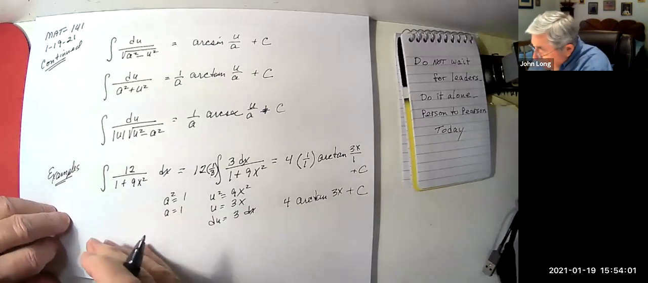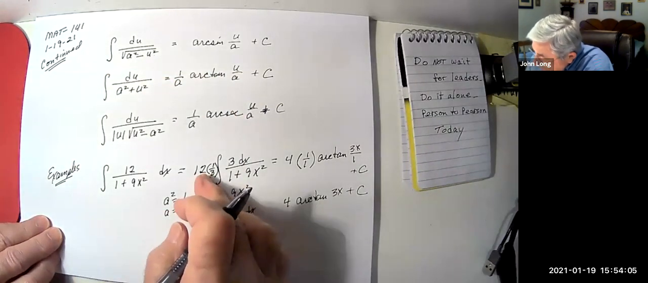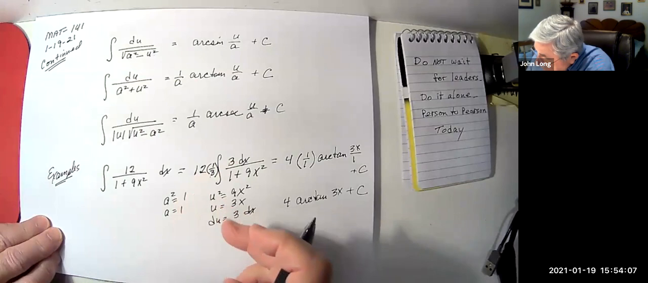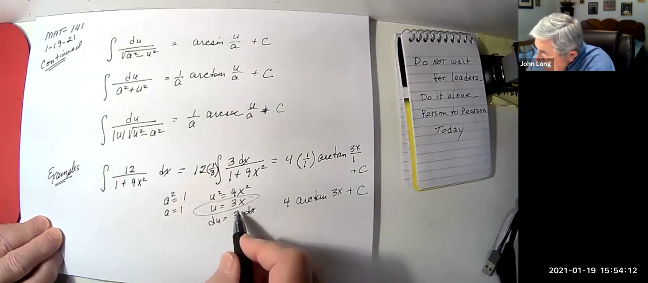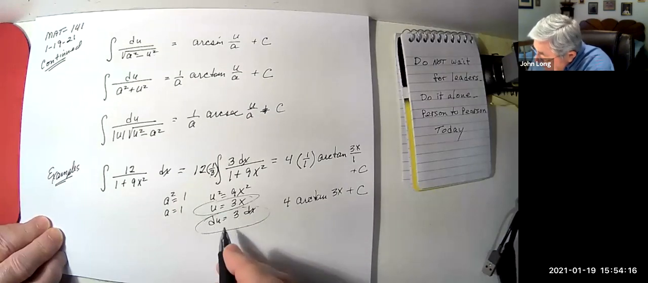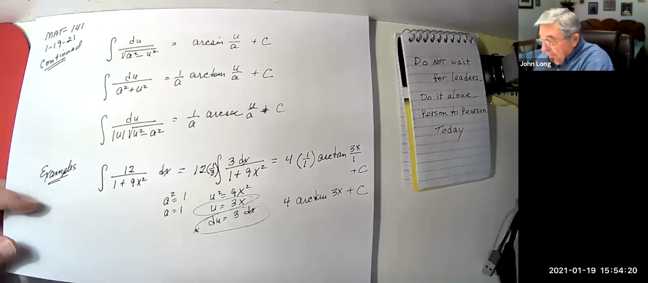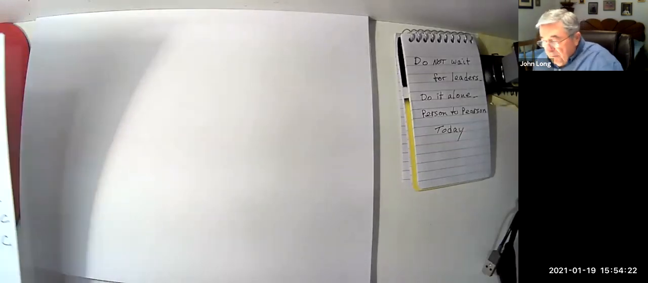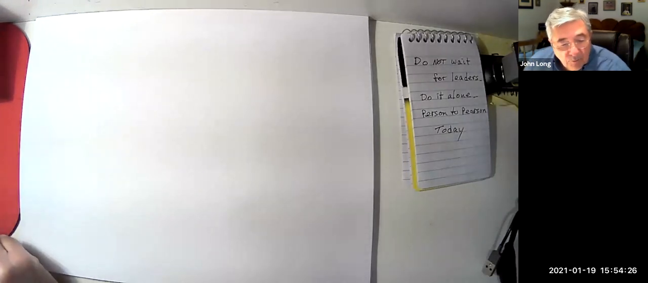So not a hard problem, not hard to see which formula to use. And it's just a matter of how do you make it fit. And the big issue is to make sure that you know what u is so that you can account for du. That's the all important part, to get the du in the formula. So we'll keep those formulas handy. And now we'll go out and work some more problems.